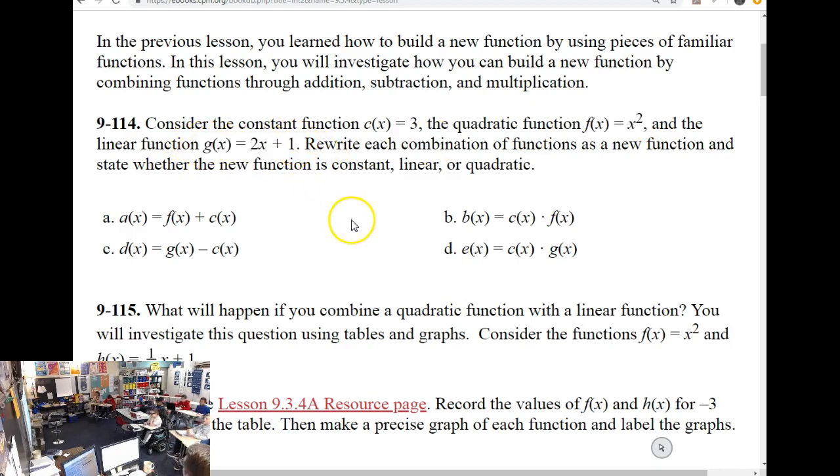So now we're going to talk about how we could combine these functions. So I want you to play with this for just a minute. With a through d here, how do you think we could add f of x and c of x, or multiply them, or subtract them?